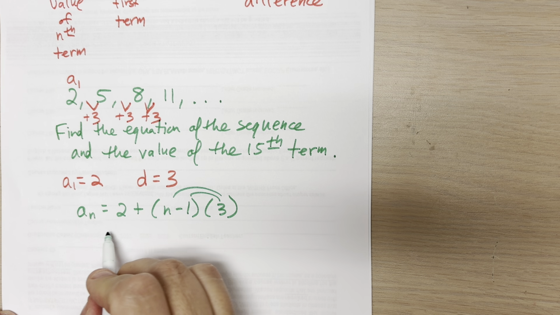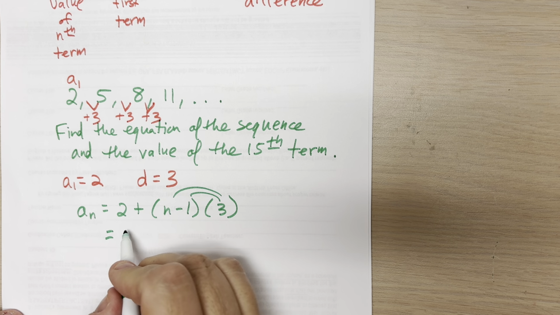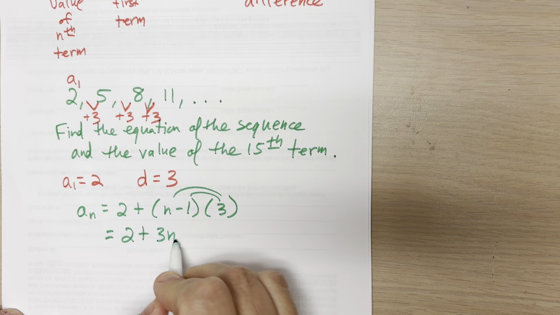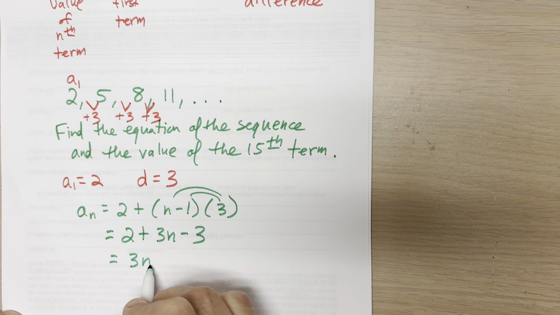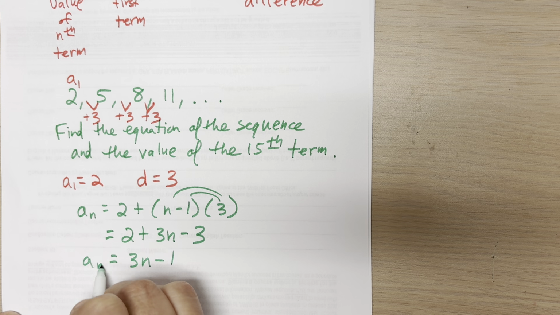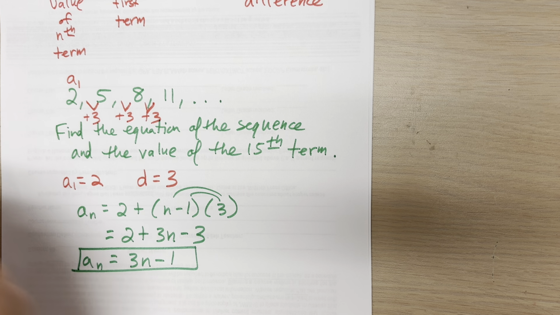We're going to backward multiply in, like a backward distribution, to get 3n minus 3. And then we'll combine like terms to get 3n minus 1. So that's the equation of your sequence.